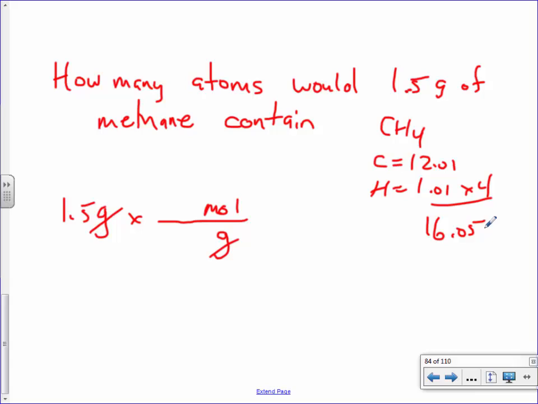Do we even have a mole of methane then, if we only have 1.5 grams? So we have 1.5 grams. A full mole would require 16 grams. Do we even have a mole? No, we have very, very little of a mole. So I might write it like this then. In 1 mole, there's 16.05 grams. And now my grams have canceled.